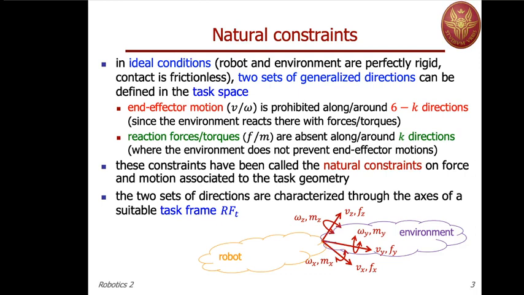And similarly, around the x, y, and z axes, we can define the three components of the angular velocity, omega x, omega y, and omega z, and the three components of the moment or torque, mx, my, mz, generated by the environment. In general, such a task frame is placed at the end effector of the robot.